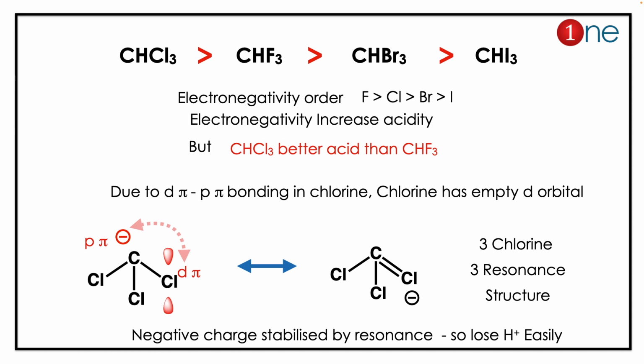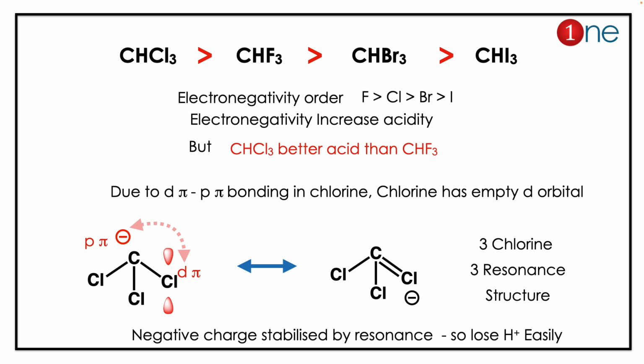Everybody will commit the mistake of going by the electronegativity order. Here fluorine is more electronegative than chlorine, bromine and iodine. So everybody thinks the acidity order will be the same, because an electron withdrawing group increases the acidity. But CHCl3 is a better acid than CHF3.